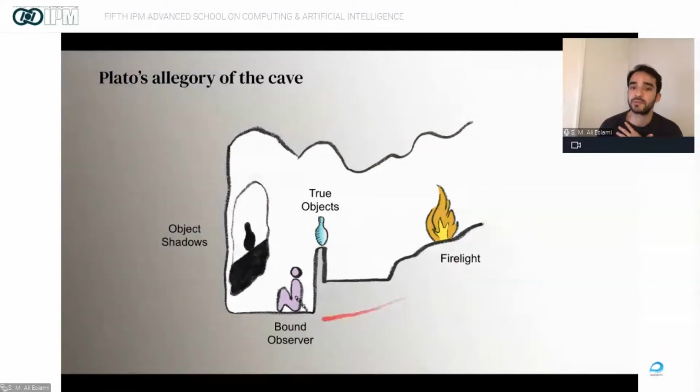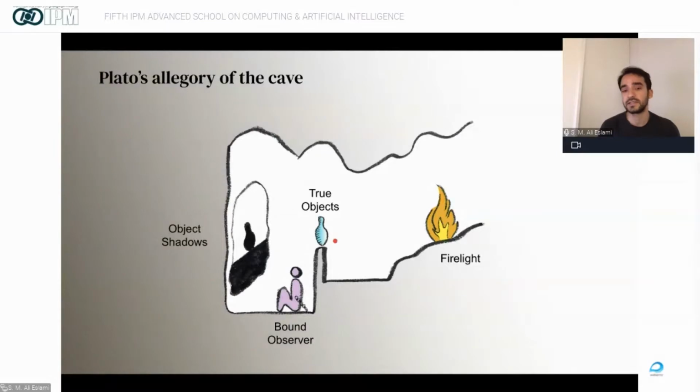And what he said was that basically human beings, we are like these bound observers at the bottom of a cave. And we are looking at a screen in front of us or a wall in front of us. Behind us are a series of objects, and behind those objects is some firelight. And the firelight creates light that casts onto these objects and therefore casts a shadow in front of us. And what Plato says is that we humans, we can only ever see these shadows. We never get to observe the objects directly.